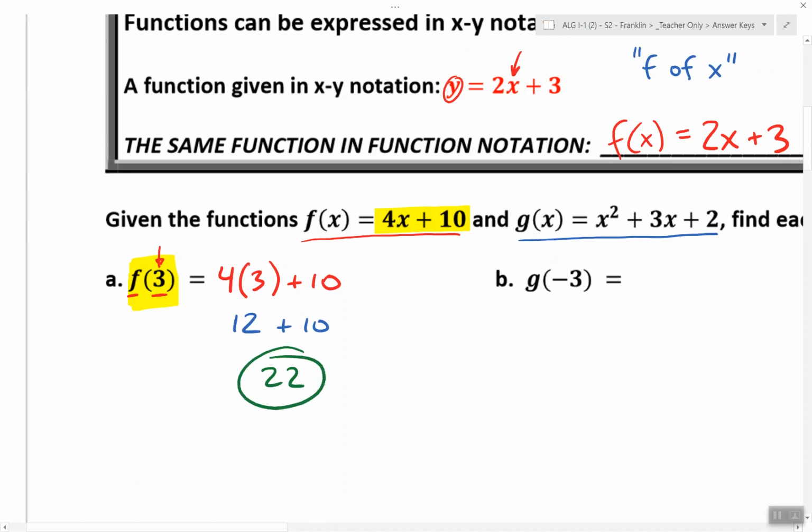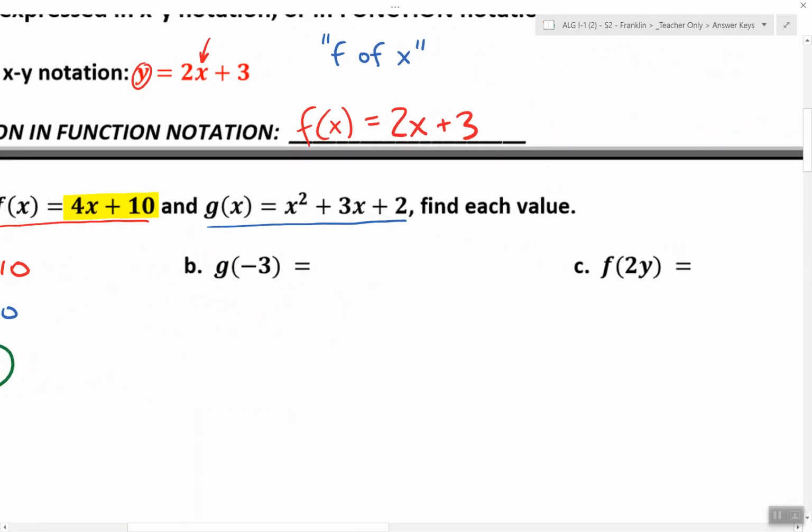And that's the answer. Notice this f of 3 didn't come into play at all after we used it to know what problem we're actually evaluating. Nowhere in here did we use f of 3. It just told us what numbers to use. So our answer is 22.